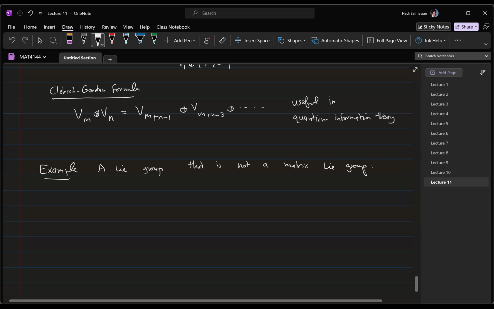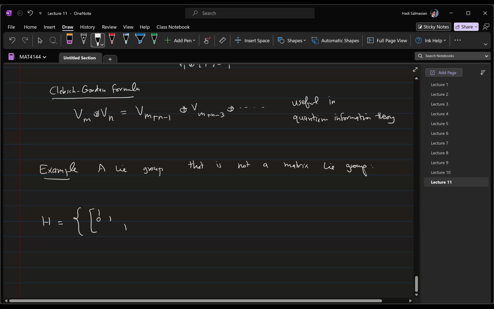So recall that a Lie group is supposed to be a manifold with a group operation, where multiplication and inversion are smooth. Okay? Now, whatever definition you want to take for a Lie group, the following example seems very natural, and then I'll show that this is not representable by matrices. So what's that example? Let's start with this matrix Lie group, the Heisenberg group.